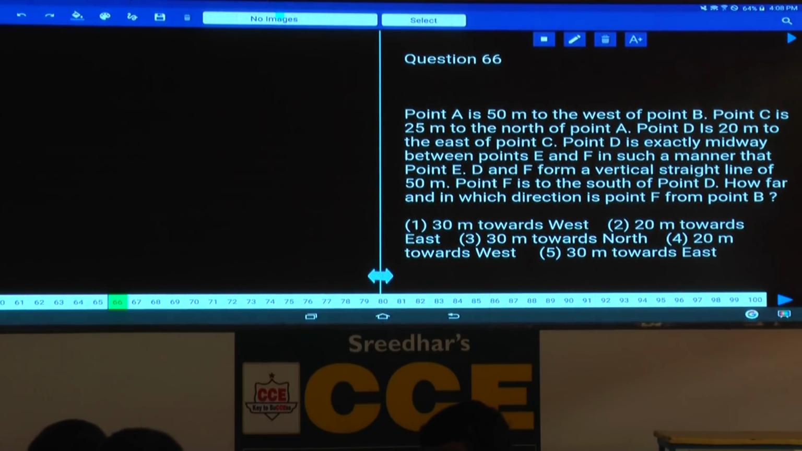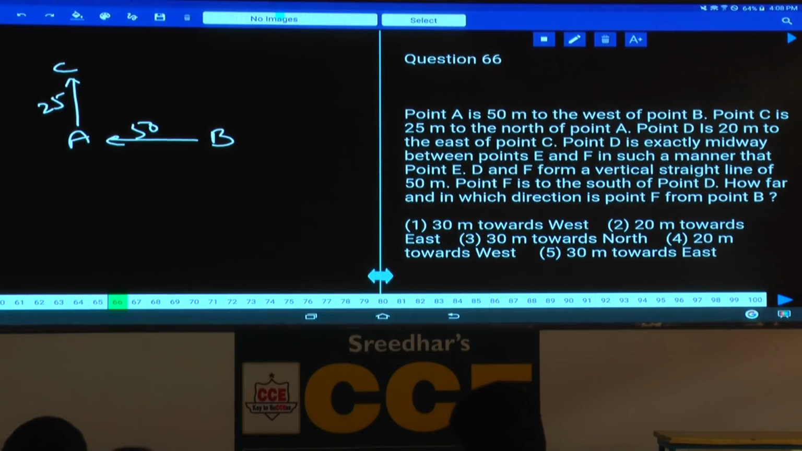Now in this question number 66, point A is 50 meters to the west of point B. B is here. A is 50 meters to the west of point B. C is 25 meters to the north of A. D is 20 meters to the east of C.